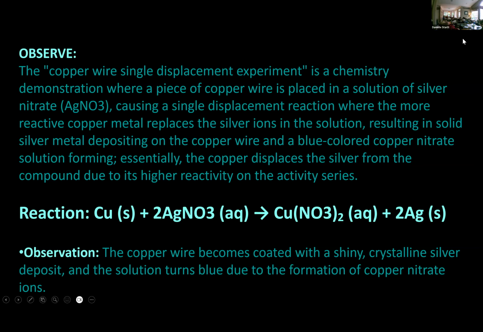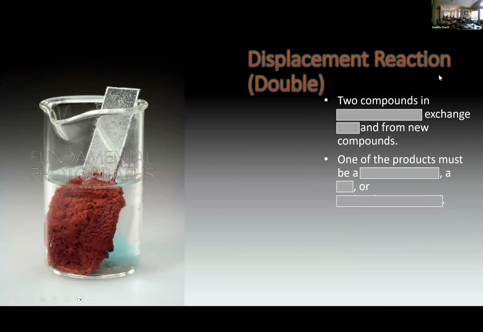All right, so attention back up here. Goobers in the back. So a displacement reaction that is a double. Remember, this one is a single displacement. The copper is being swapped out for the silver in the solution. In the solution, the silver's leaving, the copper's coming in, and on the wire, the silver's collecting, the copper's going out into the solution. So this is a double.